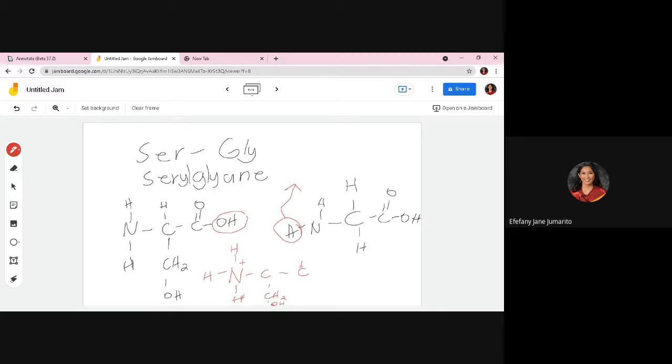Then we have the C double bond O. Then we form it with our nitrogen. The bond there is N. Since it's a trans configuration, you write the NH, C double bond O, then we have the O minus. Okay, so this is your dipeptide seryl glycine.